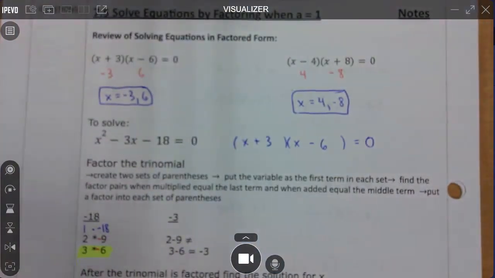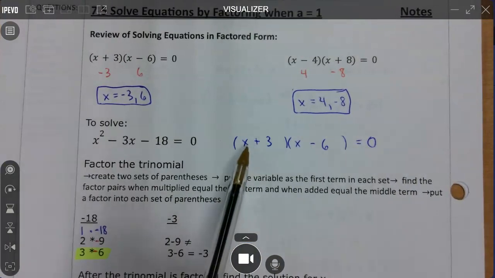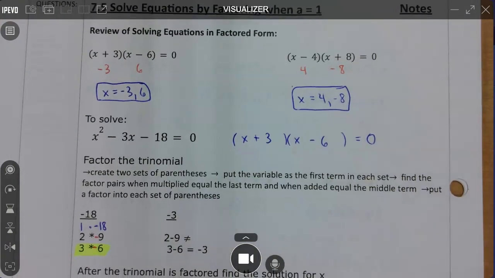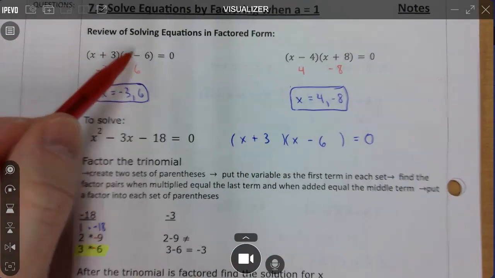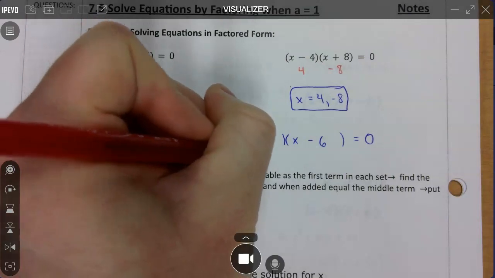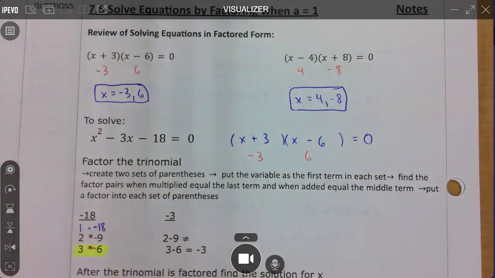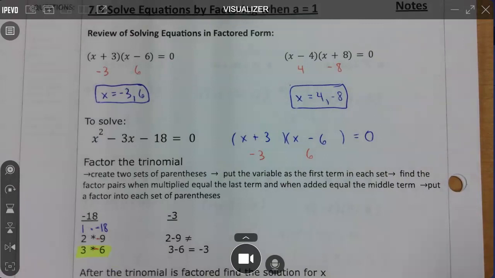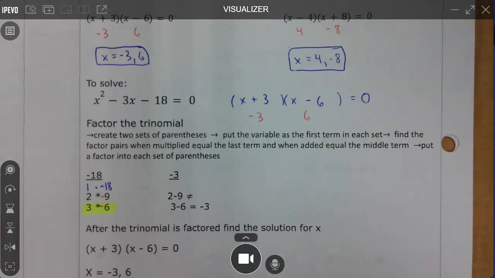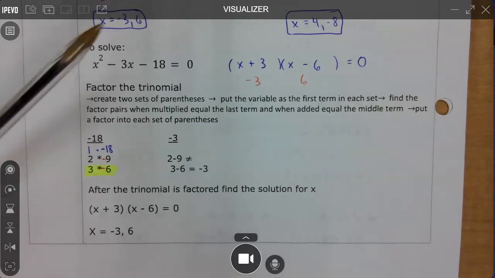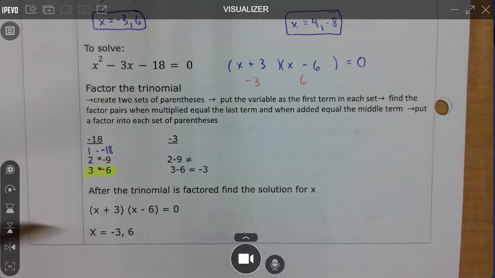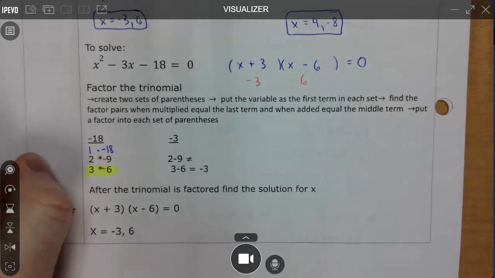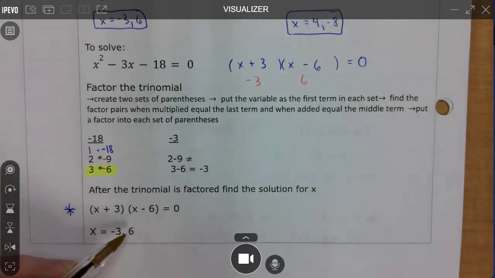So now the next step today that we are doing is deciding, well, what values make each factor equal to 0. So just like we saw up here in the first example, we knew that when x is -3 and when x is +6, those are the answers that make this equation true. And that's what we have down here. So from here through here to this line right here, this is what we did yesterday. We're just doing one extra step to solve the equation.